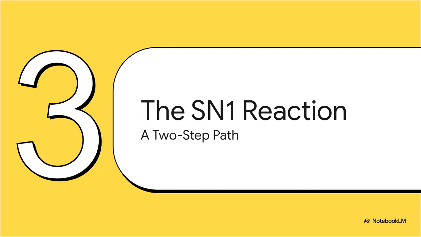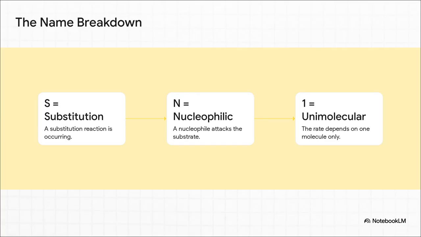But what if the molecule isn't in such a hurry? Well, that brings us to our second pathway, the SN1 reaction. This one takes a much more patient two-step approach. Just like before, the name tells us the whole story. S is for substitution, N is for nucleophilic. But check it out, the number is 1. This stands for unimolecular. And what that tells us is that the slowest, most important step of the reaction, the one that sets the pace, only depends on one molecule, the substrate itself.